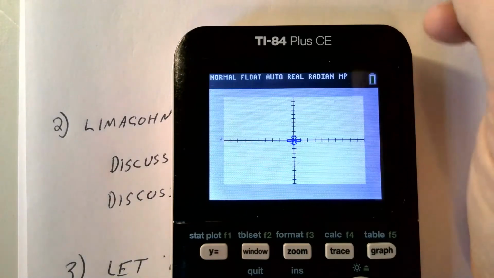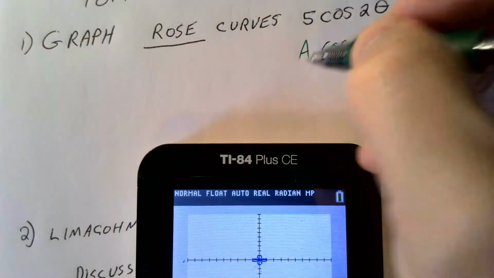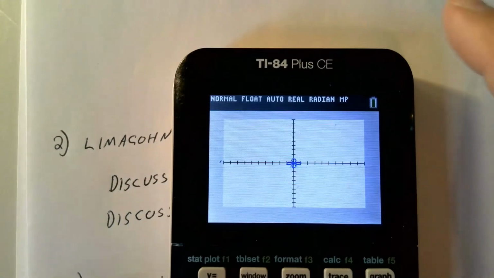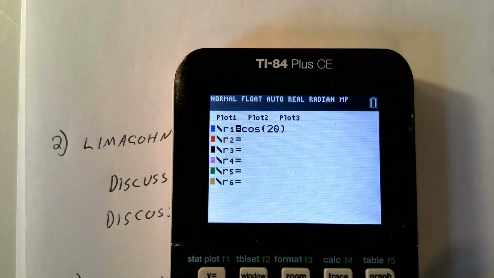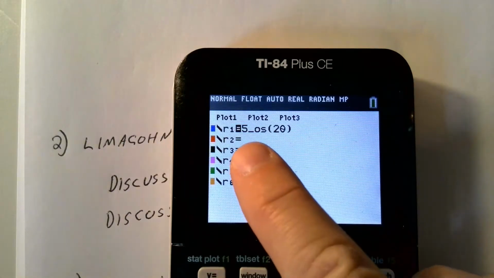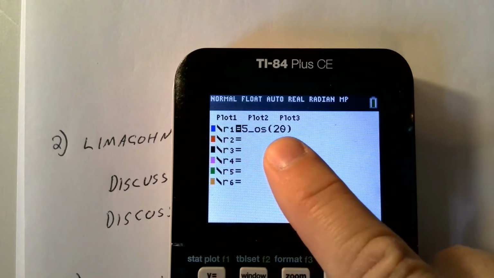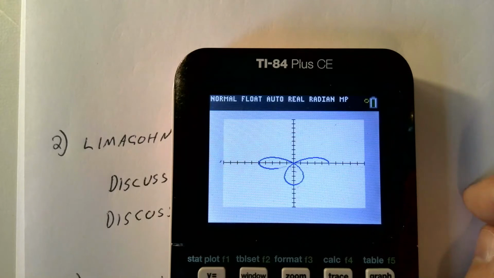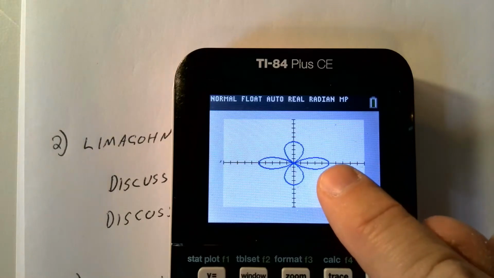And that's what this A is doing right here, because we graphed our cosine 2 theta, that A was just 1. So what I'm going to do is I'm going to go here, and I'm going to insert a number in front, so like a 5. So that's going to take all the values of cosine 2 theta and multiply it by 5, which should indeed simply extend those, what we're going to call petals. Because a lot of these things are going to look like flowers. So the petals are going to be length 5.